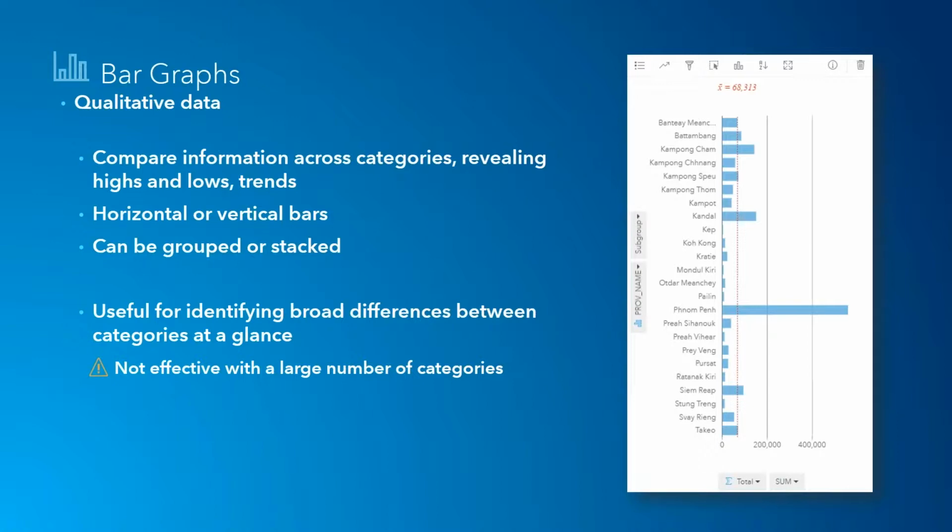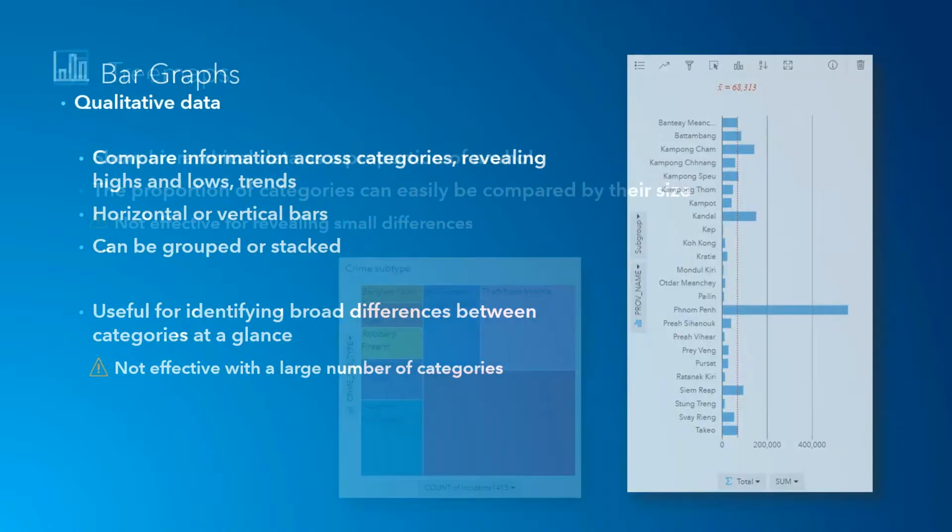These are ones that we can work with qualitative data. And this allows us to compare information across categories. These bar charts can be horizontal or vertical, and they can be grouped or stacked. So if you want to highlight another variable within your bar chart, you can group your bars by that, and it'll apply different colors for that third variable. These are useful for identifying broad differences between categories at a glance. However, if you've got a large number of categories, they can quickly become unreadable. So just keep that in mind. You might think about filtering the data, for example, if you want to focus on a few key categories.